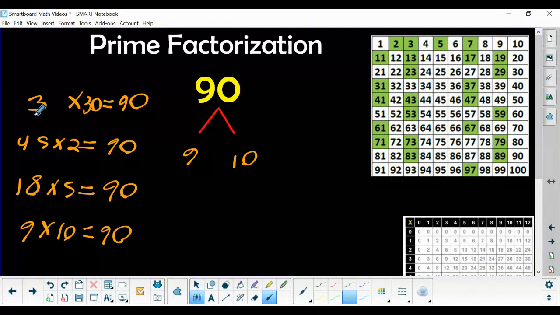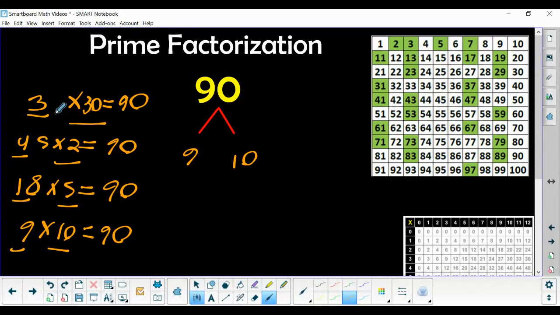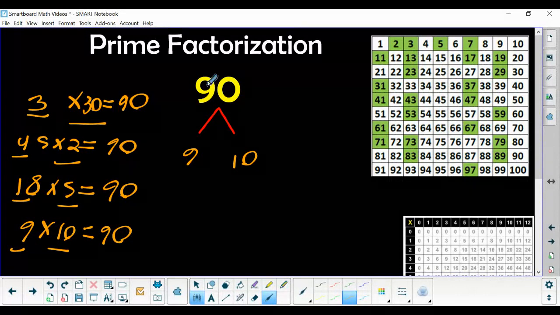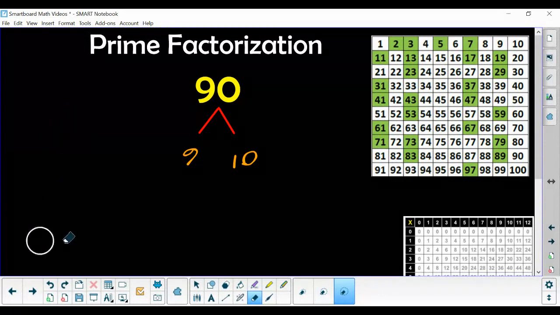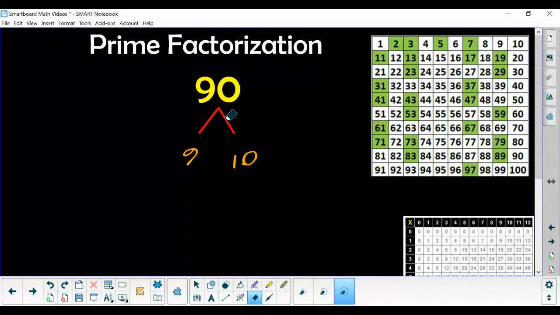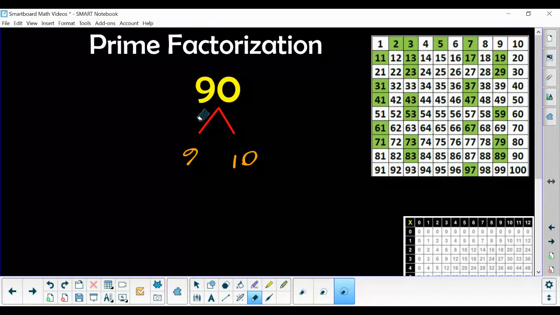All these combinations will work and give you the right answer. So you can use 9 and 10 here, or 18 and 5, 45 and 2, or 3 and 30. I'm going to go with the last one I wrote, 9 and 10. Remember, it's getting two branches because it's composite, and then you list the two numbers to multiply to get that number. We continue with the tree.